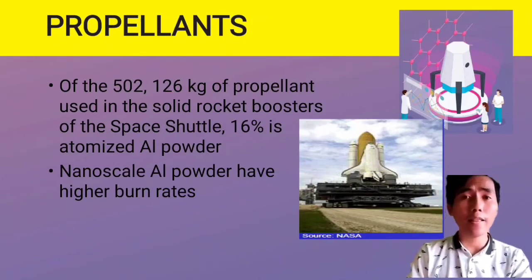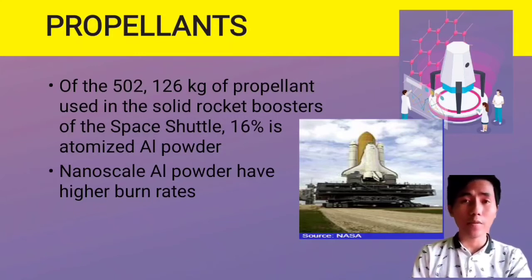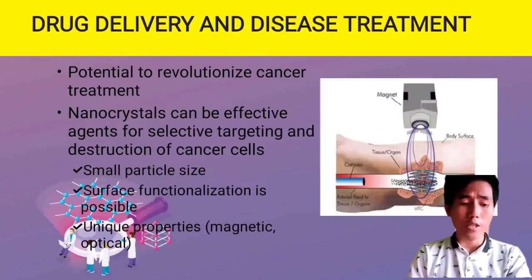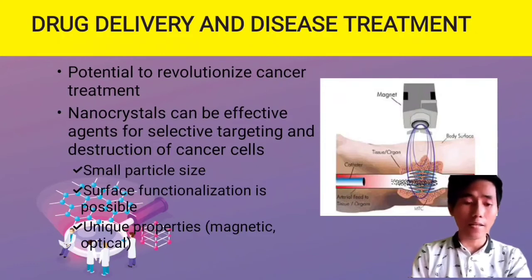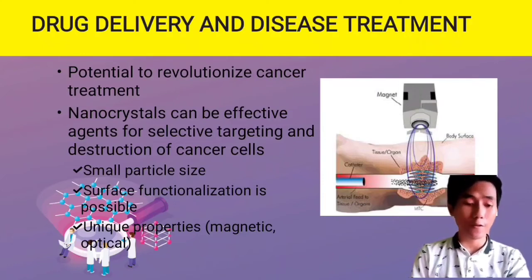So, of the 500 to 1,126 kg of propellants used in a solid rocket booster of the Space Shuttle, 16% is atomized aluminum powder. So, drug delivery and disease treatment. It has been said that nanocrystals can be effective agents for selective targeting and destruction of cancer cells.